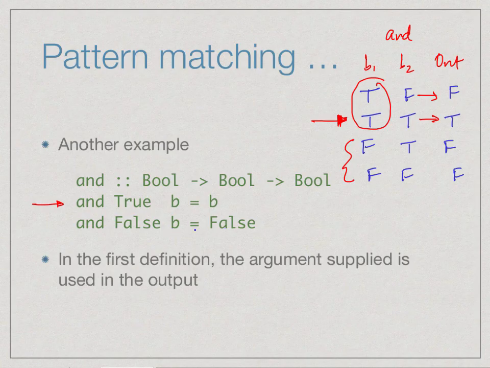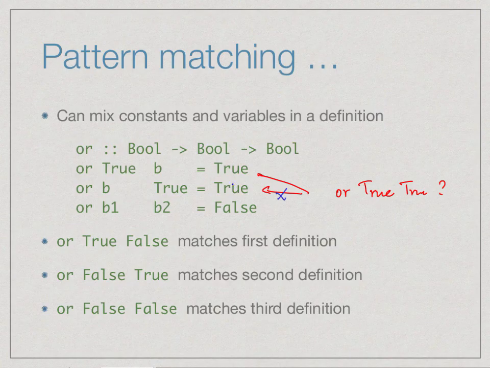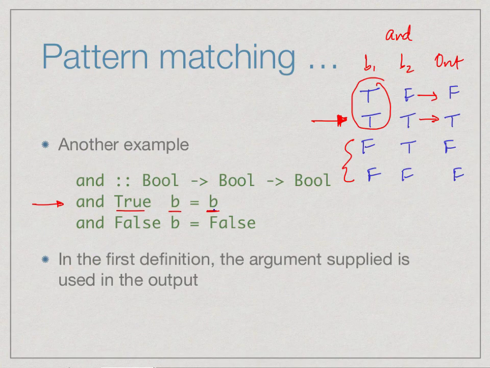So here we are mixing, first of all, constants and variables, as we did in the OR case. But we are also using the fact that the argument that we provide is reflected in the output, which we did not do in the OR case. In the OR case, we explicitly computed a constant output for each case. Here we are saying the output is a variable output depending on the input variable.